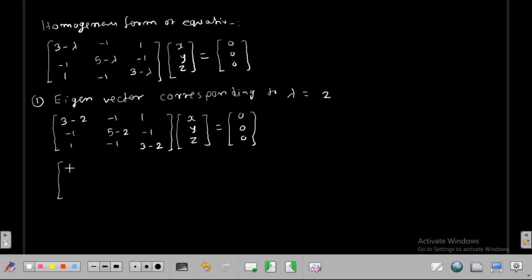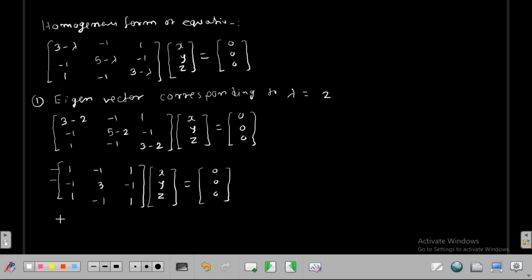Now simplify this. 3 minus 2 is 1, this minus 1, this plus 1, here minus 1, 5 minus 2 is 3, here minus 1, then 1, then minus 1, 3 minus 2 is 1. So x, y, z equal to 0, 0 and 0. Now form the equation. But see, the first row and last row numbers are the same, so after applying a row transformation we get 0, 0, 0. So we will find only two equations, from the first and from the second. The x coefficient is 1, so it is x minus y plus z equal to 0, then minus x plus 3y minus z equal to 0.